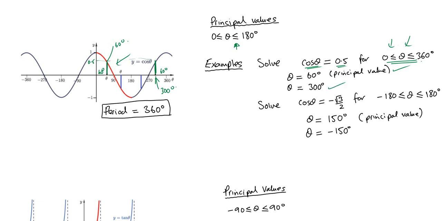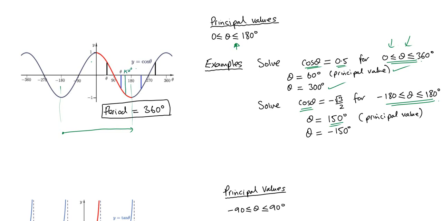Now I'll just rub that off so we can start again. If we want to solve this equation now, cos theta is minus root 3 over 2. You put it in your calculator. Now this time it's a different type of range, minus 180 to 180. So we're looking at going from minus 180 here to 180 there, this range here. We put it in our calculator and we get 150 degrees. So 150 degrees is roughly about here.